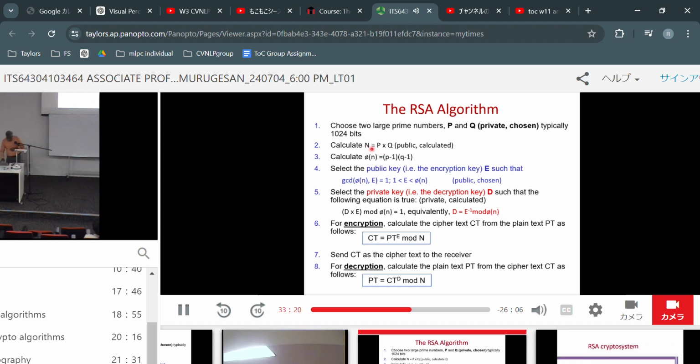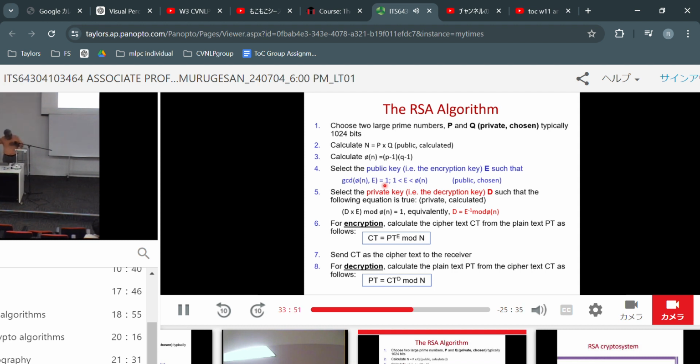So it calculates N as P times Q. N is public, P and Q are secret, private. Then it calculates phi of N. Phi of N is equal to (P minus 1) times (Q minus 1). And we are going to determine the public key E. E stands for the encryption key. There is a formula: GCD of phi of N and E is equal to 1. We will see a couple of examples, don't worry.